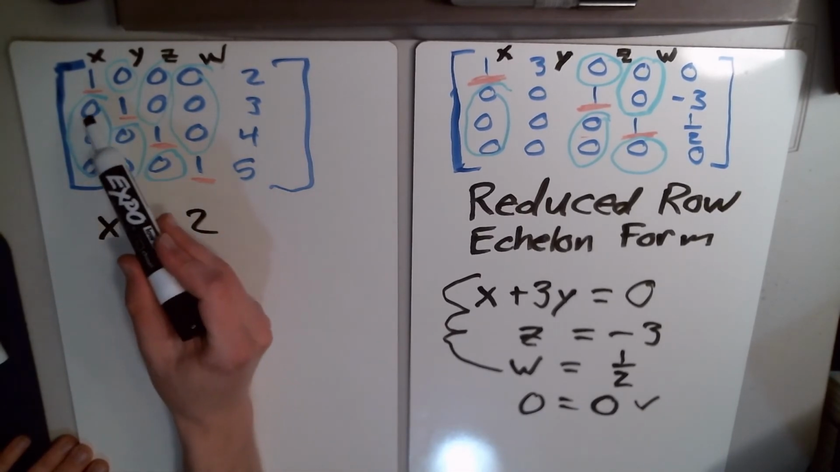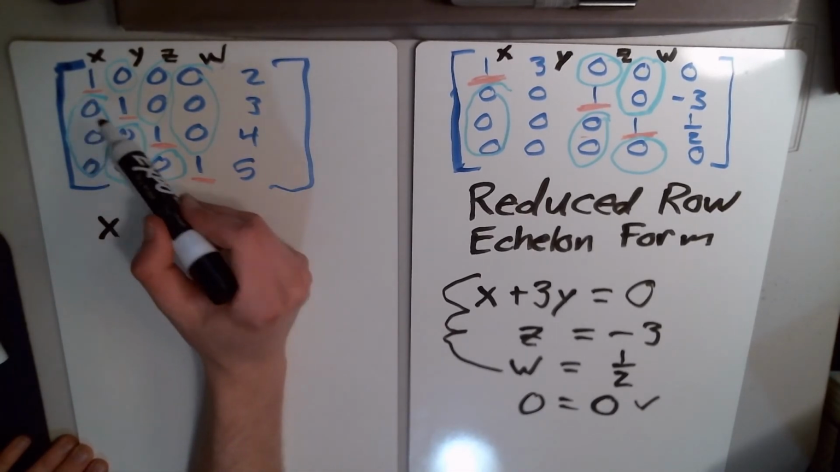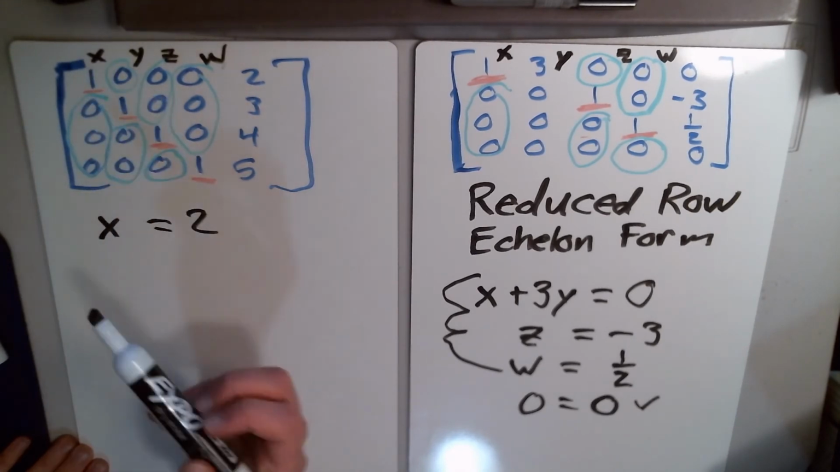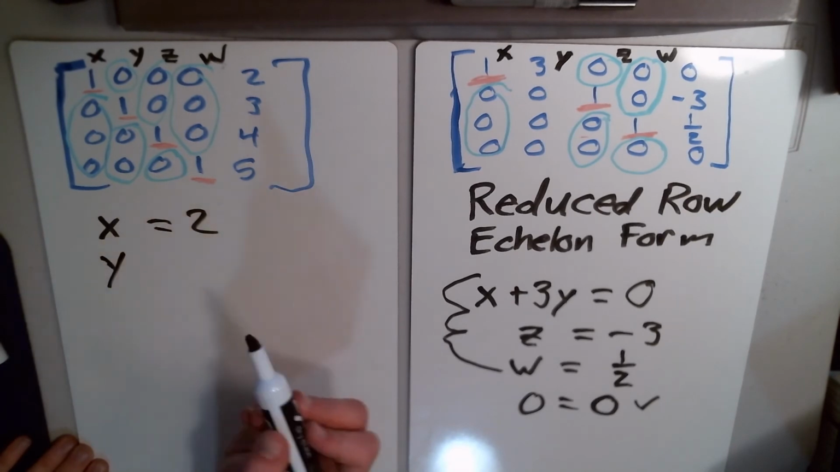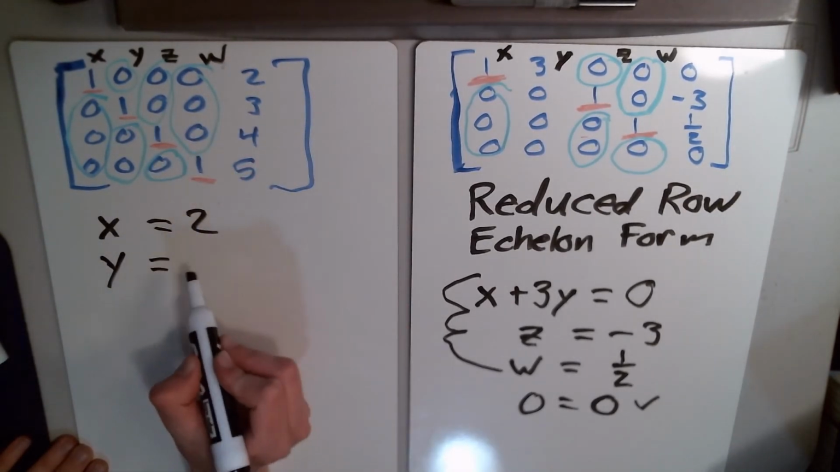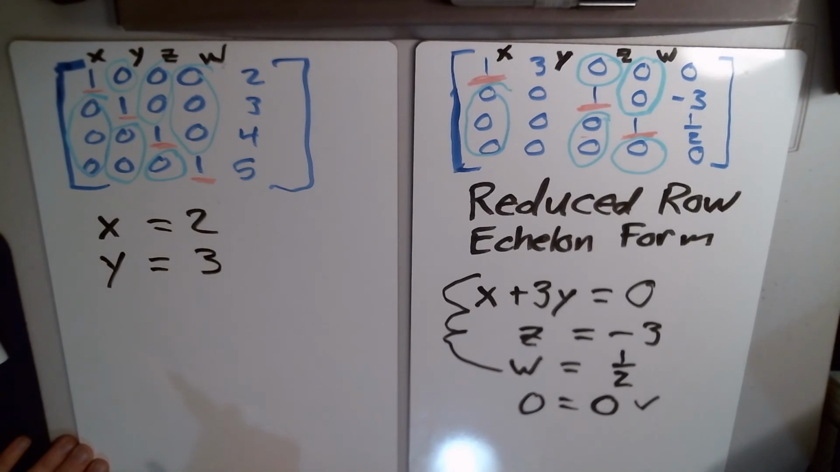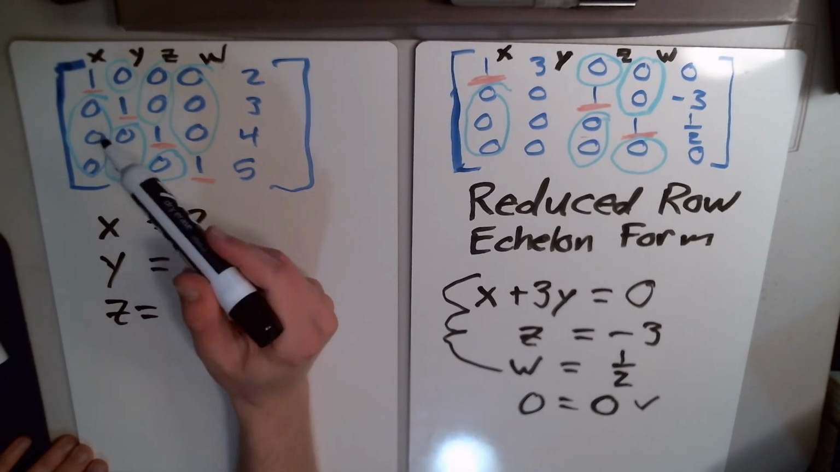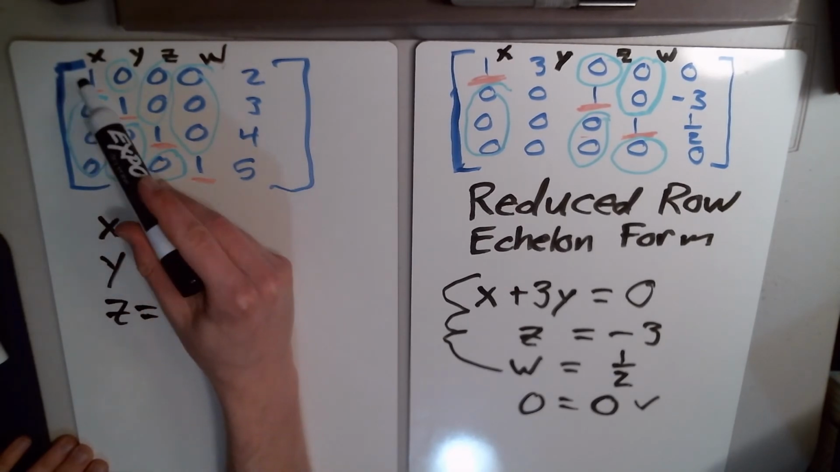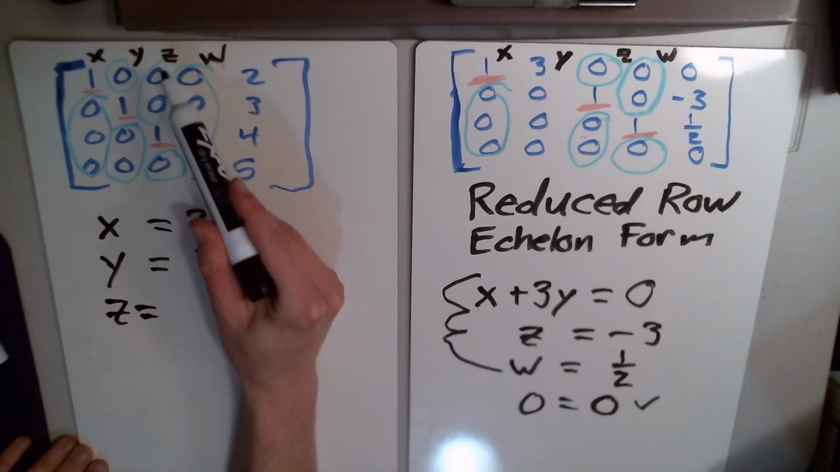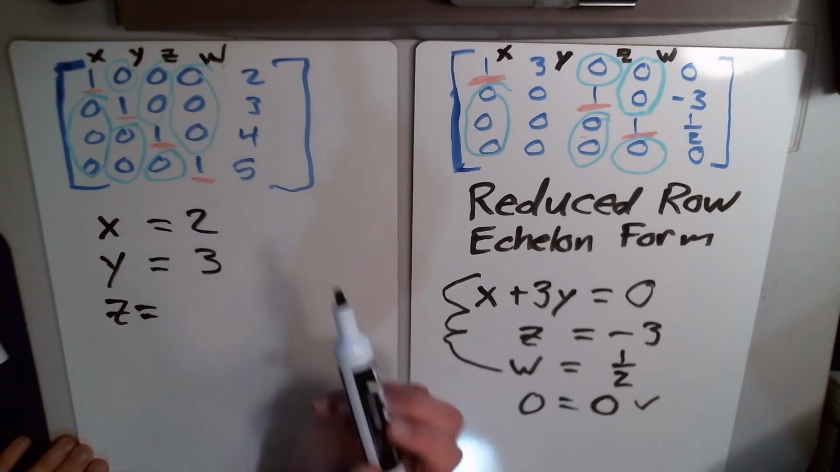We like that. Y on the second row, right? 0x, well that's 0. 1y, got 1y. And then 0z, 0w is 3. Oh my, that's real nice. Okay, and then z, well, 0x plus 0y plus 1z plus 0w is 4.